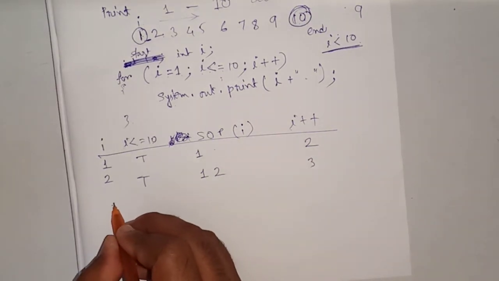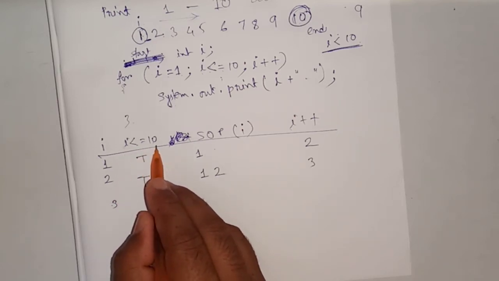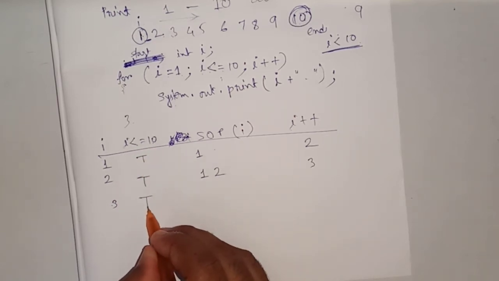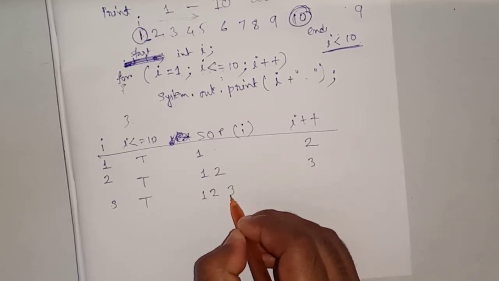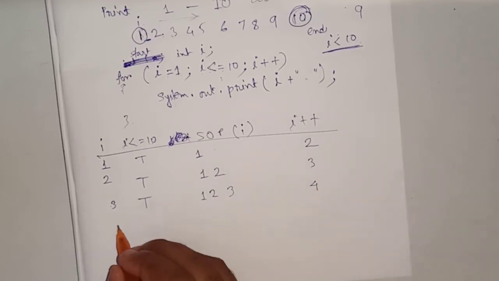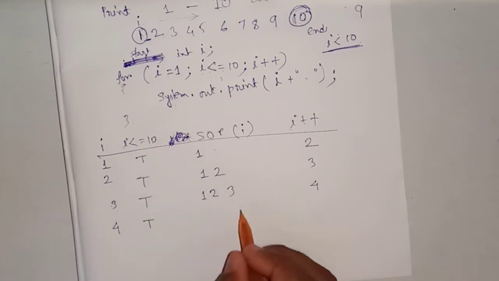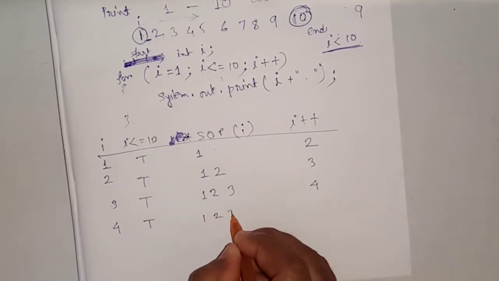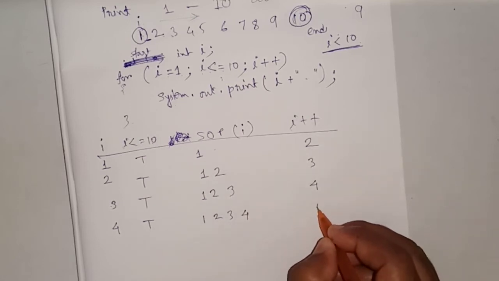Now I is 3. Is 3 less than or equal to 10? True. And 1 and 2 are still present. Then we write 3. Okay, then it's 4. Then true, because 4 is less than or equal to 10. Then 1, 2, 3 are already present, and we incorporate 4, and then it's 5.